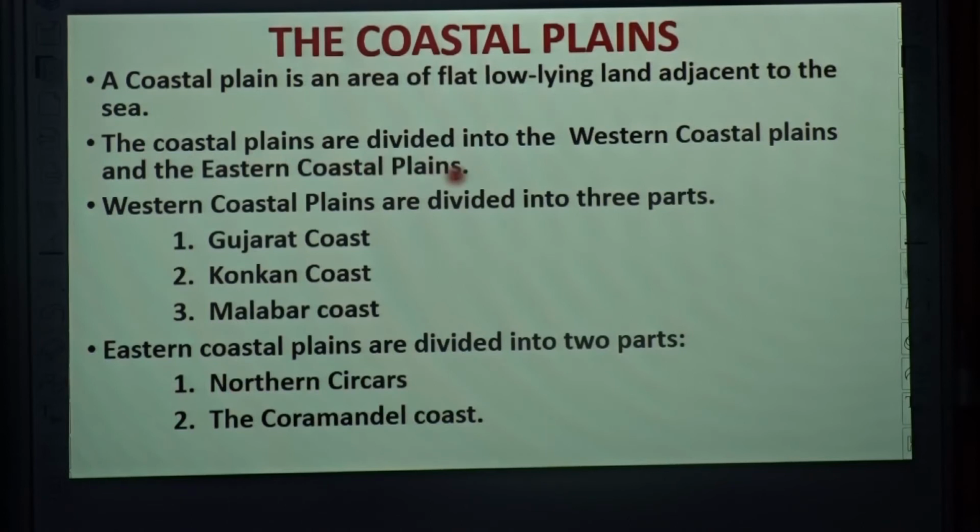The coastal plains are divided into the western coastal plains and the eastern coastal plains. The western coastal plains are divided into three parts: Gujarat coast, Konkan coast and Malabar coast. And the eastern coastal plains are divided into two parts, the Northern Sarkars and the Coromandel coast.